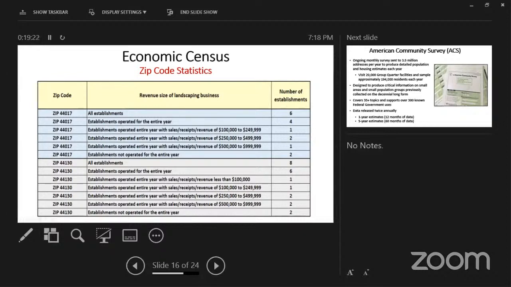And then again, you can look at 44130, for instance, and you can see that you had a couple big ones. There's 1 that's 250 to 499, and there's 2 that are 500 to 999. So all this, County Business Patterns, Nonemployer Statistics, and the economic census, you can use to see what's in those zip codes, what's in those counties, and how well they're doing.